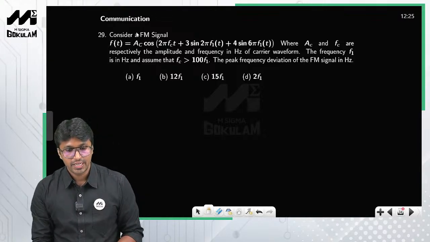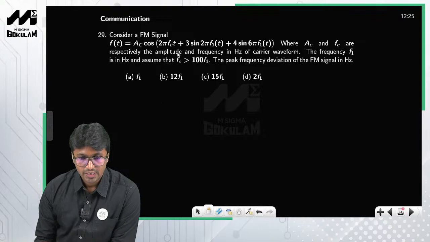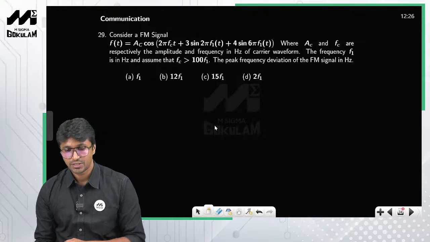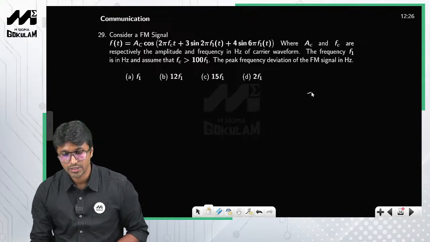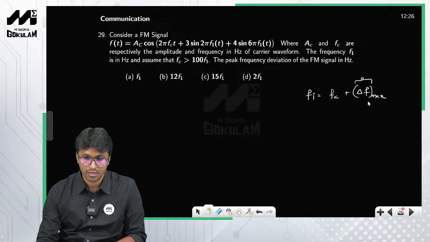Consider an FM signal f of t, which is given to you. Ac and fc are respectively the amplitude and frequency of the carrier waveform. The frequency f1 is in hertz. How do you calculate the peak frequency deviation? First you have to calculate the instantaneous frequency, fc plus the frequency deviation. The peak frequency deviation is the maximum value of the frequency deviation that is being asked.